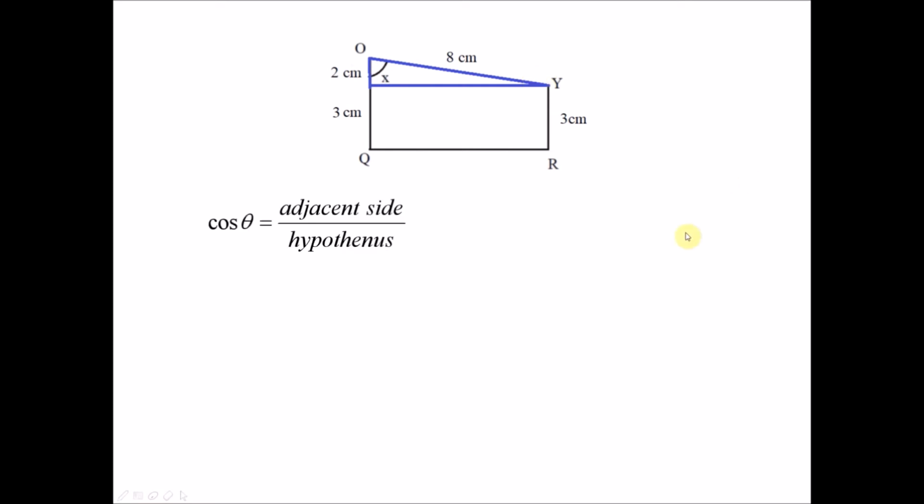It is cosine. Cosine equals adjacent side over hypotenuse. So the theta here is the x. Adjacent side will be 2 centimeters. Hypotenuse will be 8 centimeters. So cosine x equals 2 over 8, which is 1 over 4. In order to find x, we find the cosine inverse of 1 over 4. Hence, we have 75.52 degrees.